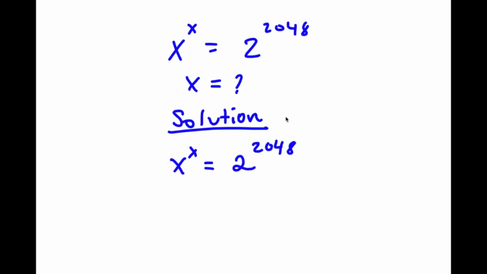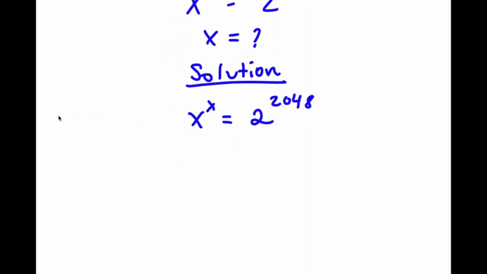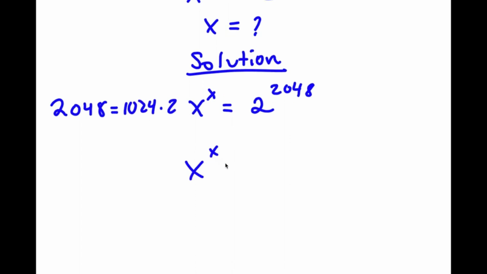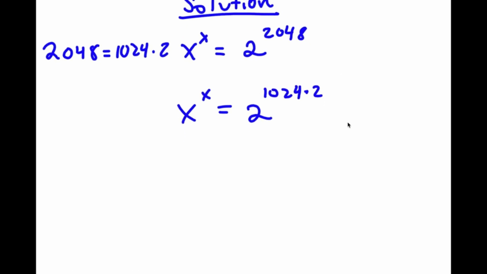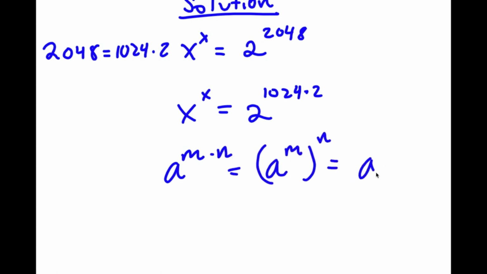Now, well, 2048, this is the same thing as 1024 times 2, right? Now I'm going to replace the value of 2048 with 1024 times 2. And if I have something in the form a to the power of m times n, this is the same thing as a to the power of m to the power of n, and this is also the same thing as a to the power of n to the power of m.